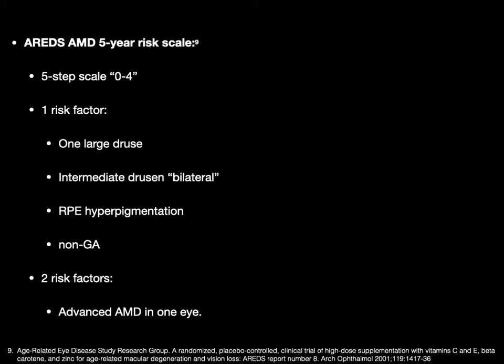Drusen to be scored only if present within 2 disc diameters of the macular center, as we mentioned, and the risk of progression escalates from total score of 0 up to 4. Score 0 carries 0.5% risk of progression. Score of 1 carries 3% risk of progression. Score of 2 carries 12% risk of progression. Score of 3 carries 25% risk of progression. And score of 4 carries 50% of AMD progression over 5 years.